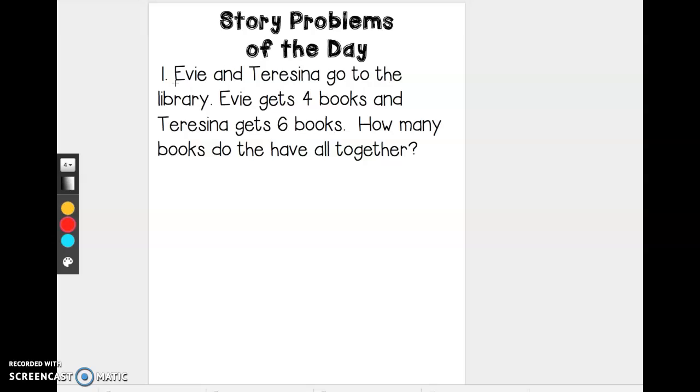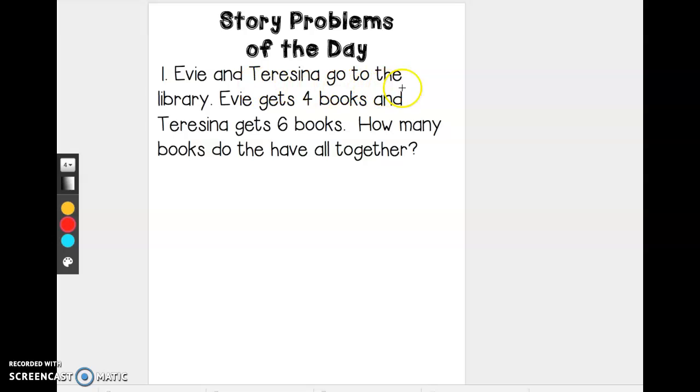Picture the problem and be able to make a decision if you're trying to make more, joining the numbers, or if you're separating those numbers and making less. All right, so when we read the story problems, it's always a good idea to circle the numbers in the problem, and that helps you.